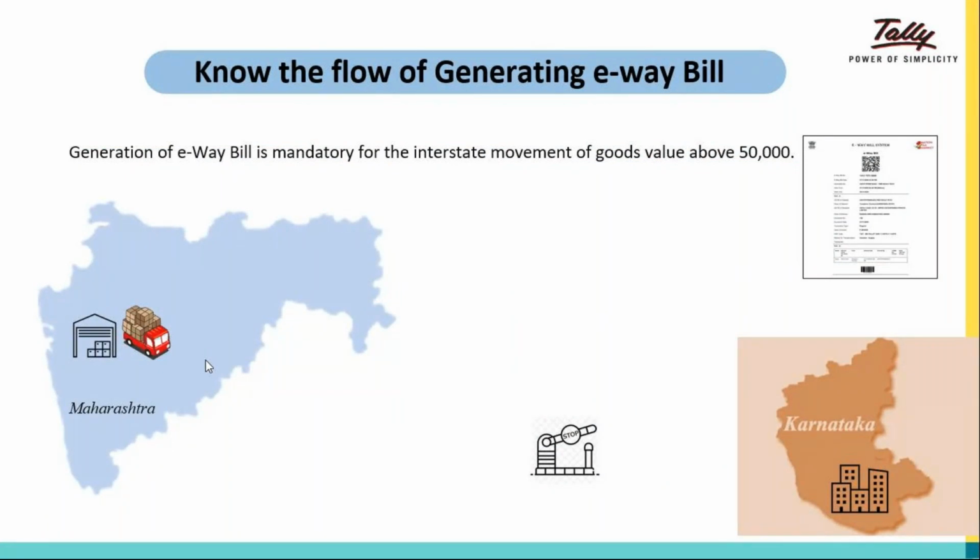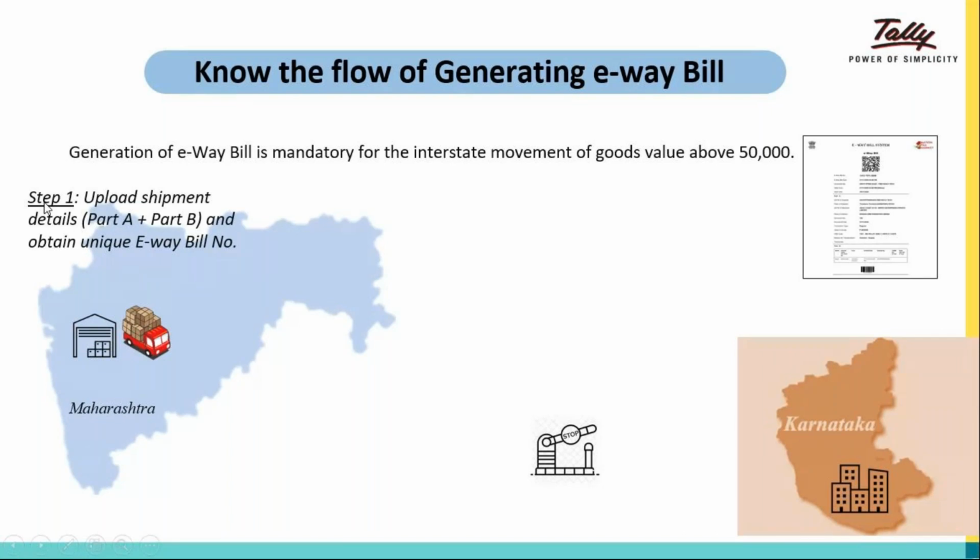So how is this happening? I will explain the procedure that will take place while you are generating your e-way bill. In this case, I have taken a scenario wherein the transportation is taking place between Maharashtra and Karnataka. The place of supply is Maharashtra and the place of delivery is Karnataka.